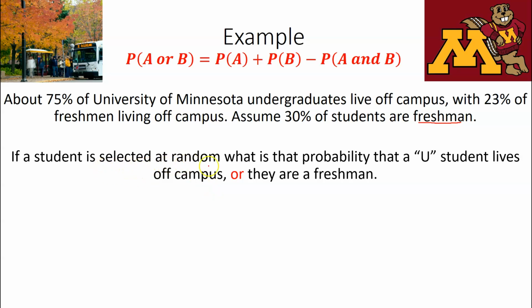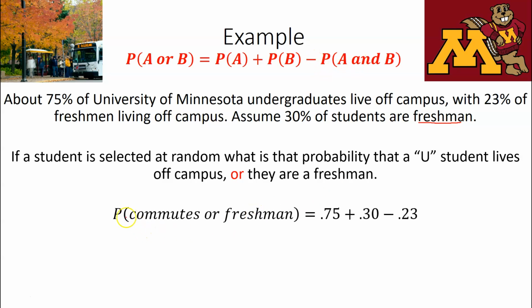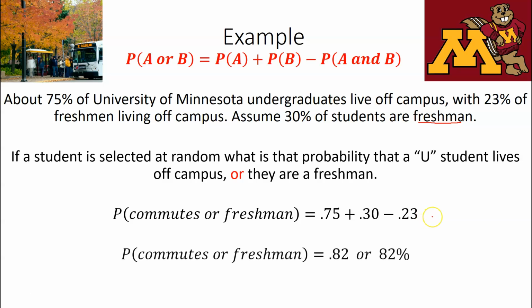If a student is selected at random, what is the probability that that U student lives off campus or they're a freshman? Oh, so we've got an or situation. We're going to have to add the probabilities and then subtract the overlap. So what we're going to look at here is the probability of commutes or a freshman is 75% plus 30% minus the overlap, the 23%, because they are freshmen and live off campus, which gives us 82%.